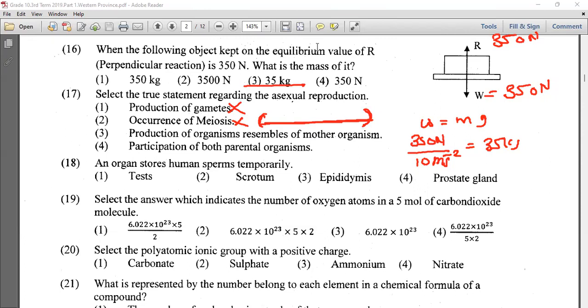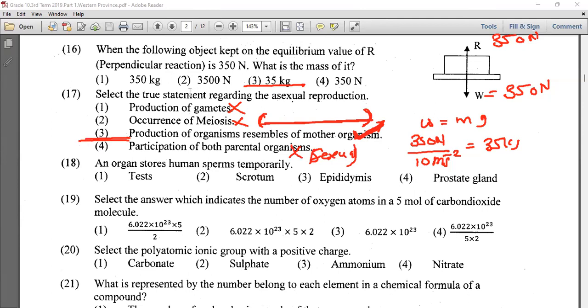Production of an organism that resembles the mother organism. That is true. Asexual reproduction resembles the mother organism 100% most of the time. Yes, that's true. Participation of both parental organisms, that is for sexual reproduction. This is wrong. So the answer is the third one.